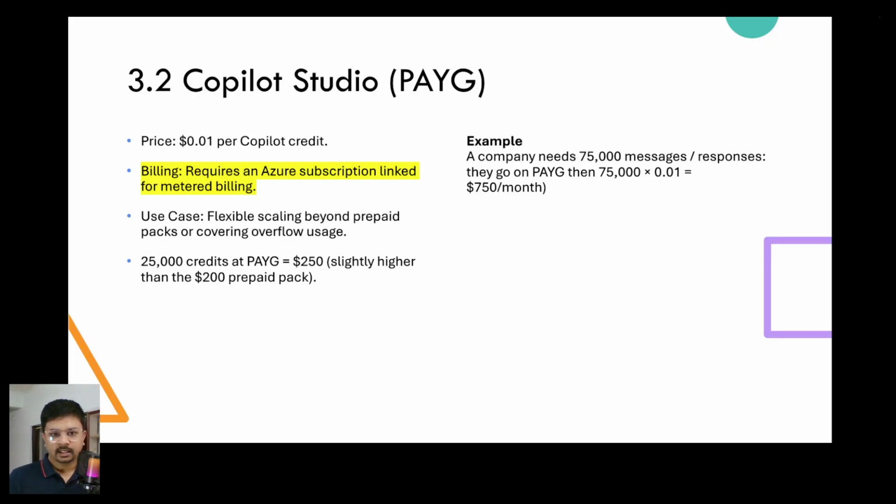So the 25,000 credit pack at pay as you go model is $250, because that's $0.01 per message, which is slightly higher than the prepaid credit packs, right? So I will consider the same scenario here. If the company needs 75,000 message responses, that will be $750 per month.